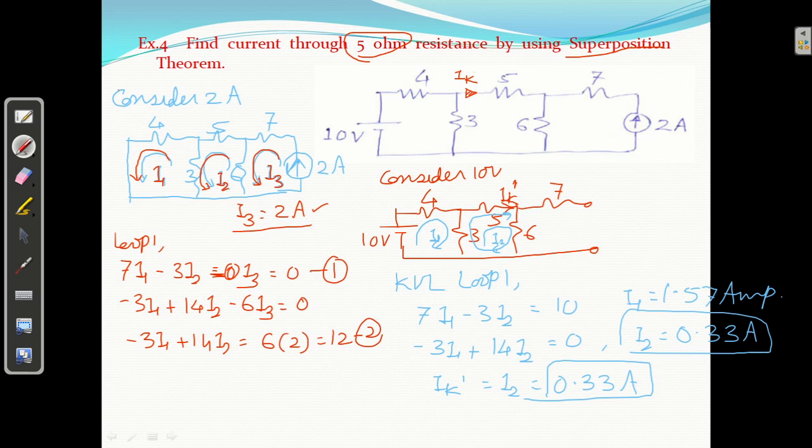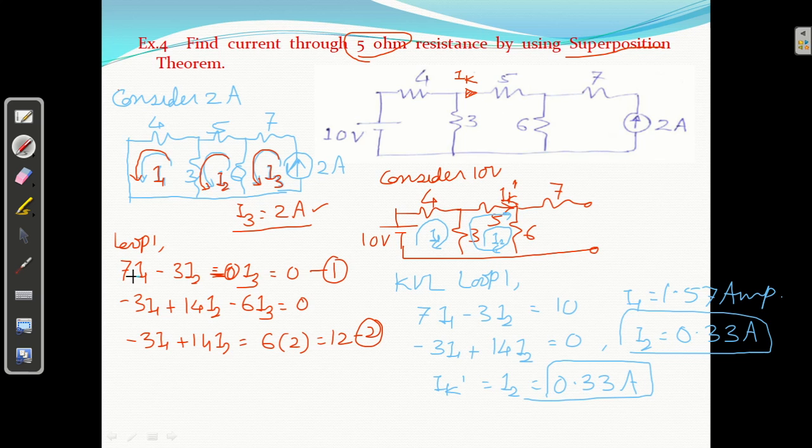This is equation number 2. If you solve 1 and 2, you will get I2. So I am going to use the calculator. I am using equation mode again. There are 2 unknowns, I1 and I2. So mode 1 again, equation, unknown 2.